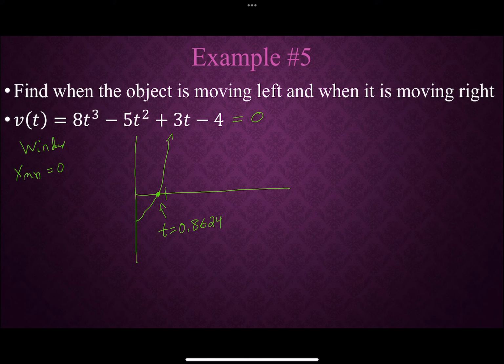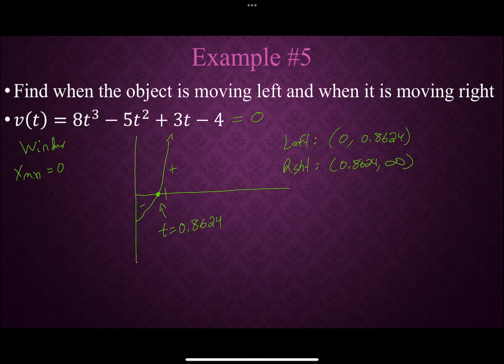So what's happening here is this means the velocity values are negative before this and positive after it. Again, negative velocity means we're going left. Positive velocity means we're going right. So we're going left from 0 to 0.8624, and then we're going to go right from 0.8624 onto infinity.